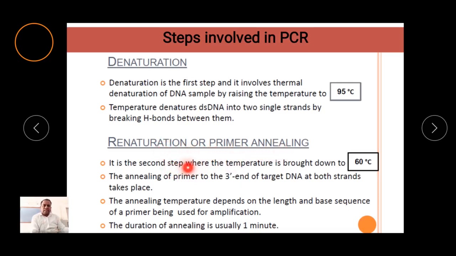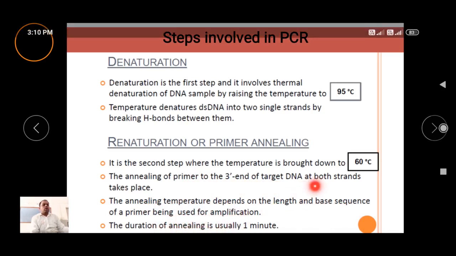It is the second step, where the temperature is brought down to 40 to 60 degrees centigrade, where the primer annealing starts at both the forward and reverse places. The annealing temperature depends on the length of the primer and the base sequence of the primer that is being used for amplification, and generally the time is 1 minute.